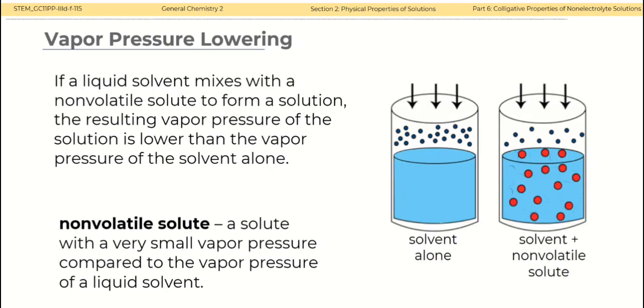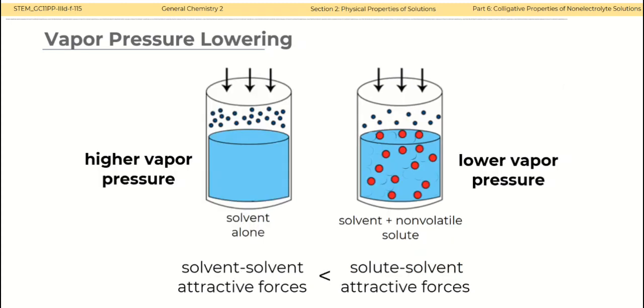If a liquid solvent mixes with a non-volatile solute to form a solution, the resulting vapor pressure of the solution is lower than the vapor pressure of the solvent alone. A non-volatile solute is a solute with a very small vapor pressure compared to the vapor pressure of a liquid solvent. The lowering of vapor pressure is due to greater solute-solvent attractive forces compared to solvent-solvent attractive forces. This causes solvent molecules to have less tendency to escape into the gas phase.